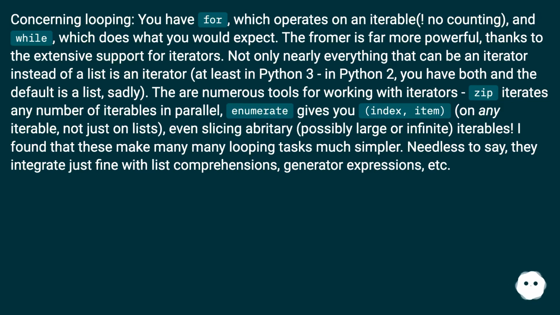There are numerous tools for working with iterators. Zip iterates any number of iterables in parallel. Enumerate gives you (index, item) on any iterable, not just on lists, even slicing arbitrary, possibly large or infinite iterables. I found that these make many looping tasks much simpler. Needless to say, they integrate just fine with list comprehensions, generator expressions, etc.